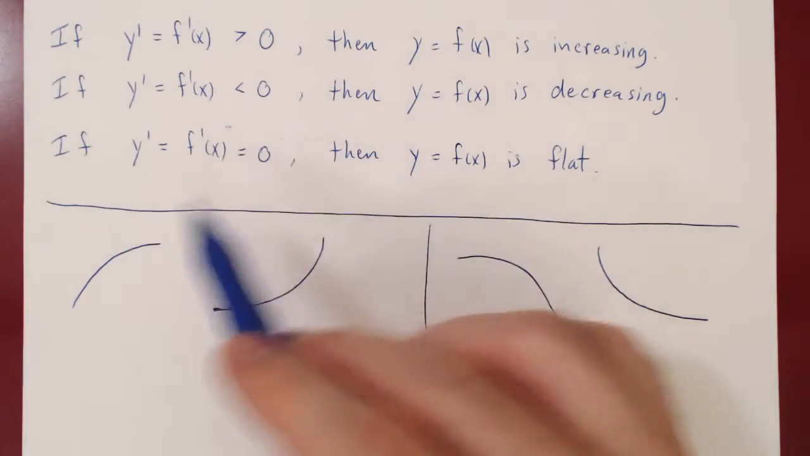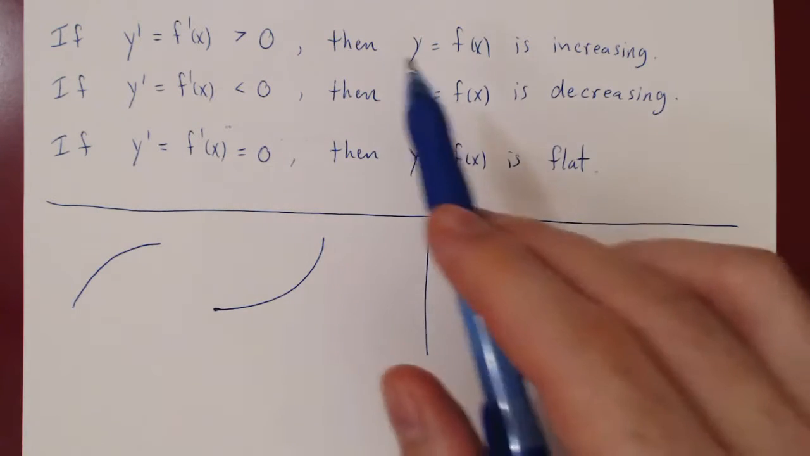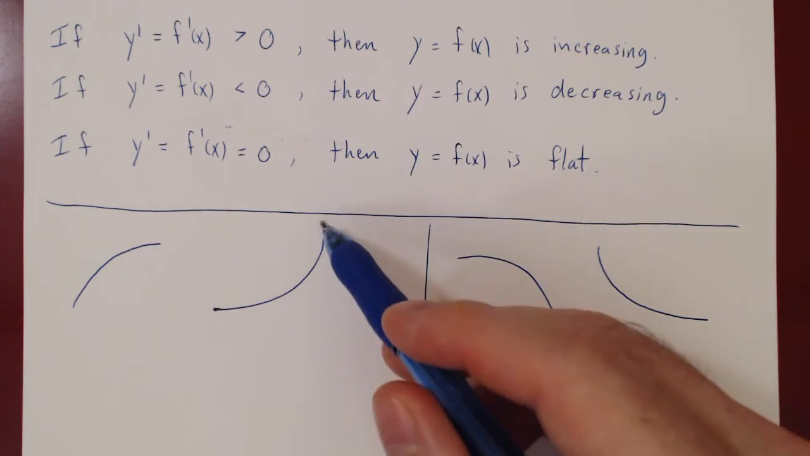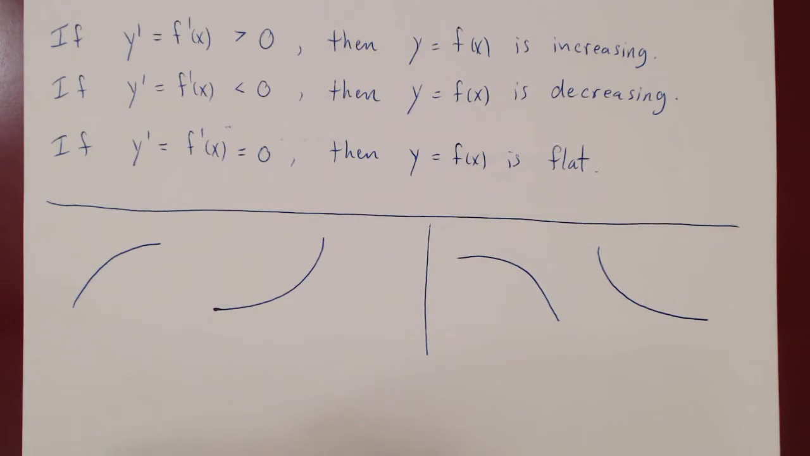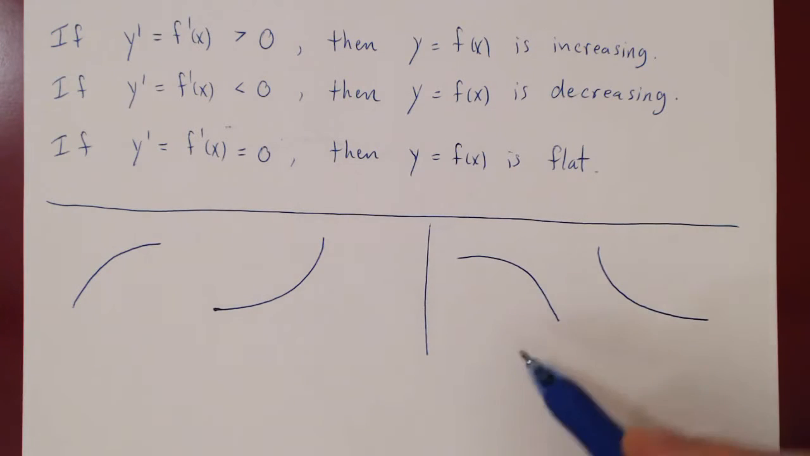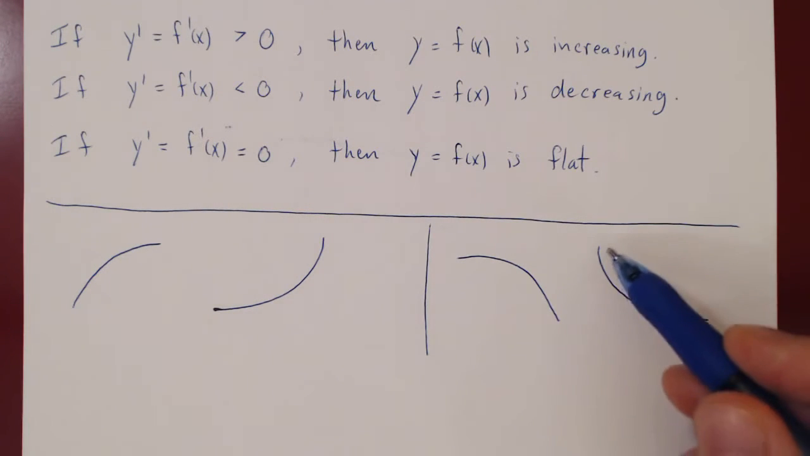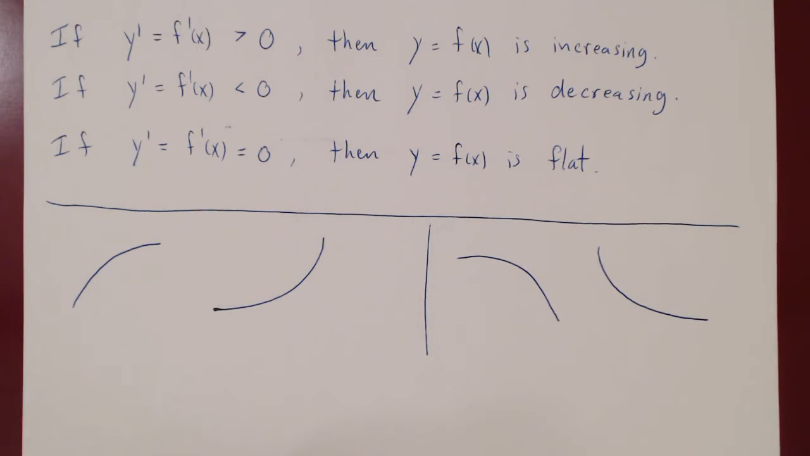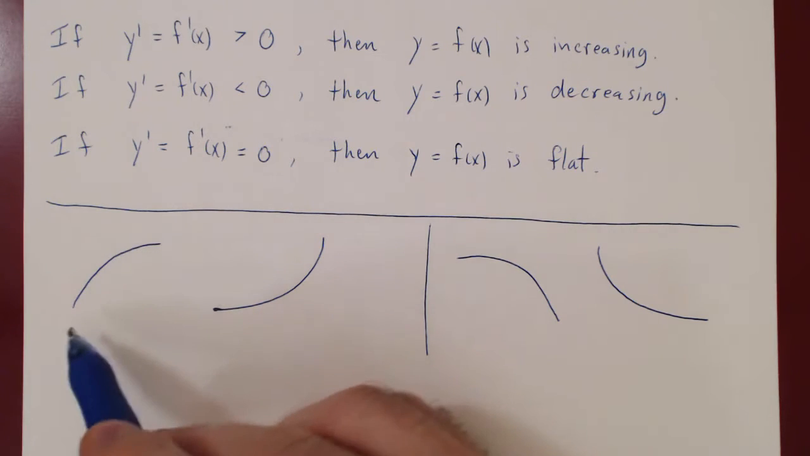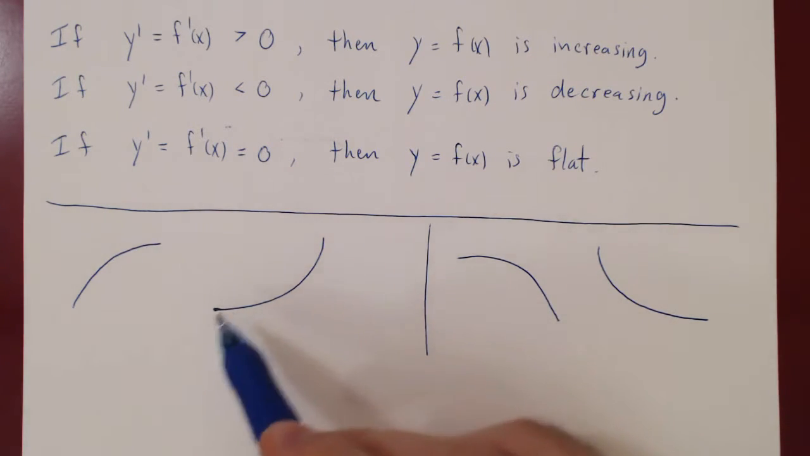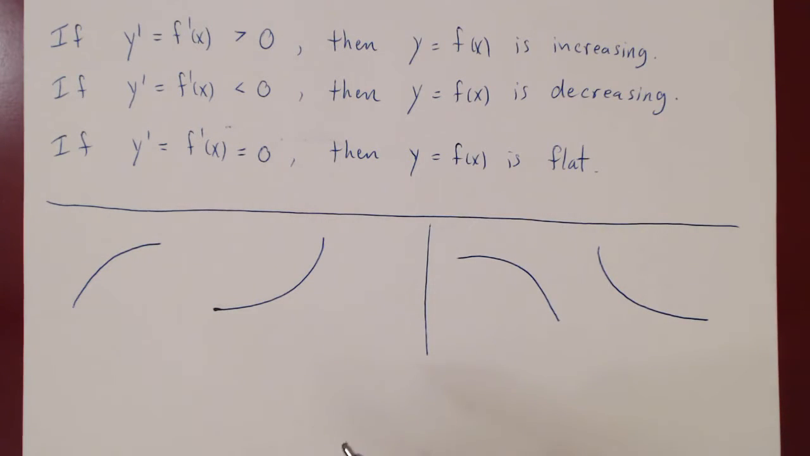If y prime is positive, the graph of the function is increasing, but it could look like this, or it could look like this. If the first derivative is negative, we know the graph will be decreasing, but it could look like this, or like this. Both are decreasing. So the question is, well, what could help us capture not only increasing versus decreasing, but also the overall shape of the curve?